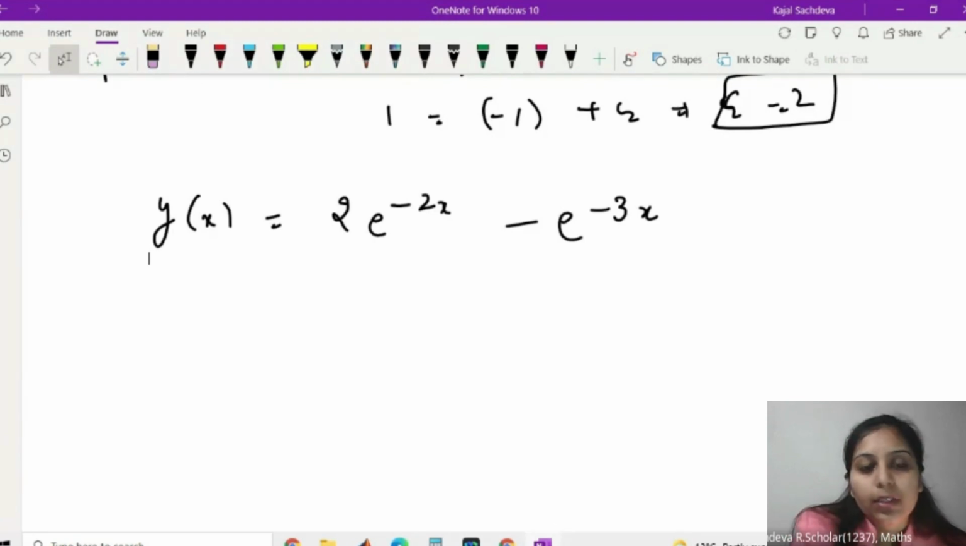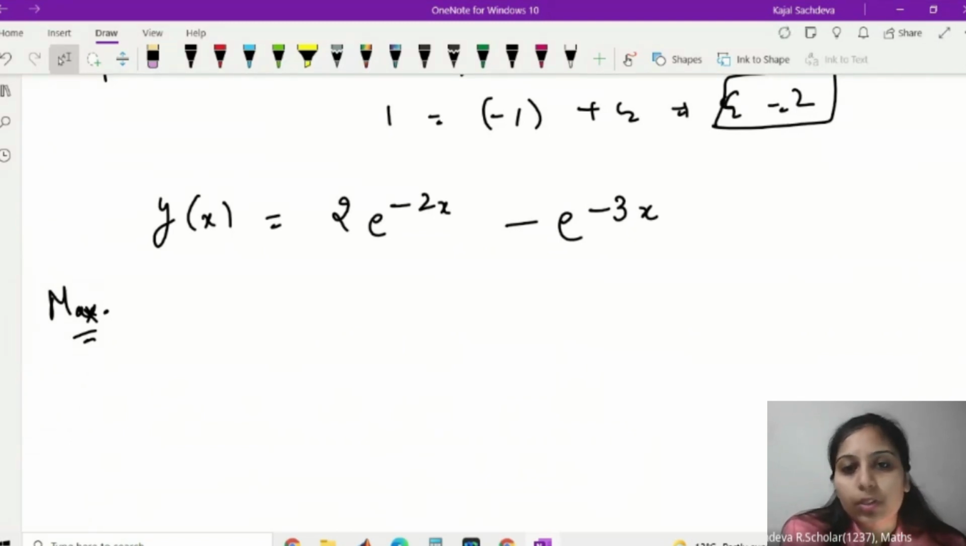So in this question, they have said find the maximum value, or at what point we get the maximum value. For what value of x we get the maximum value of this function. So this is the function of x.